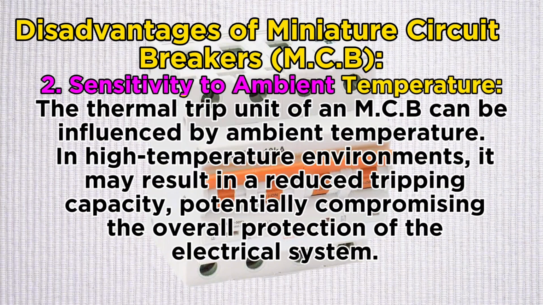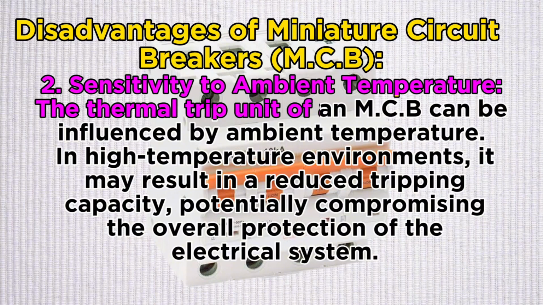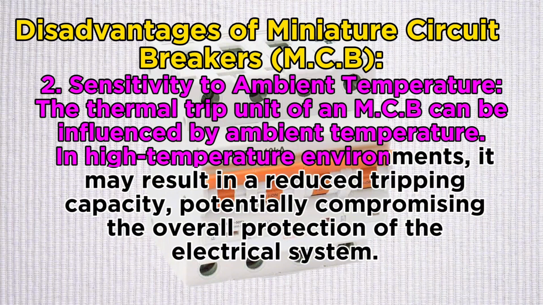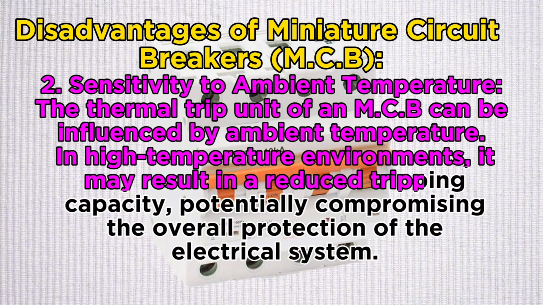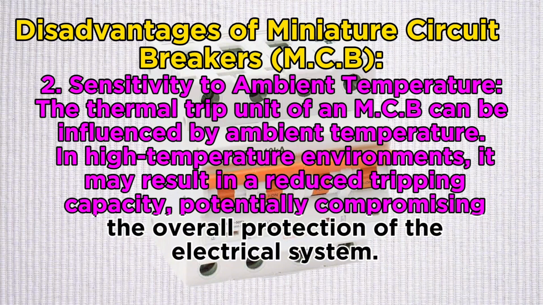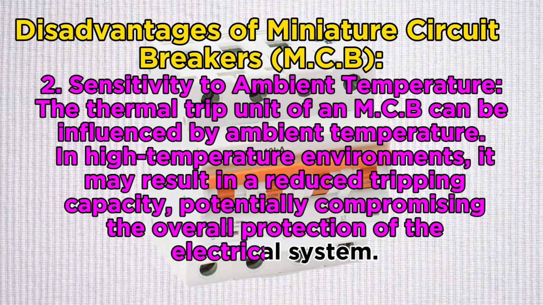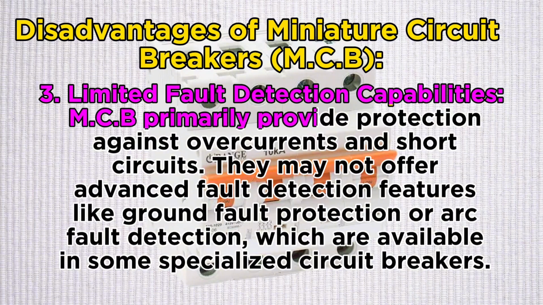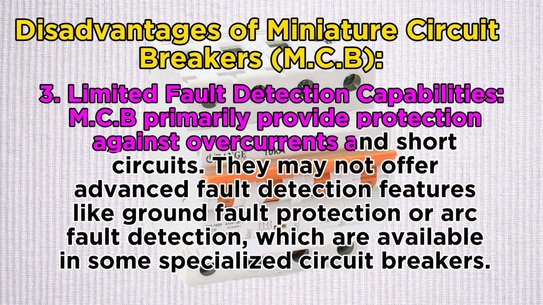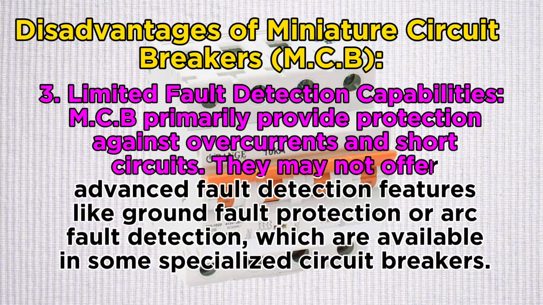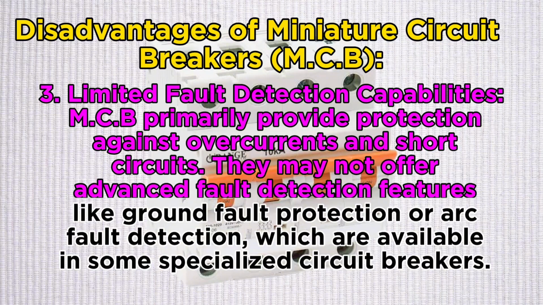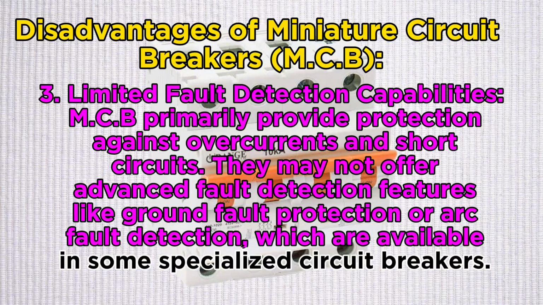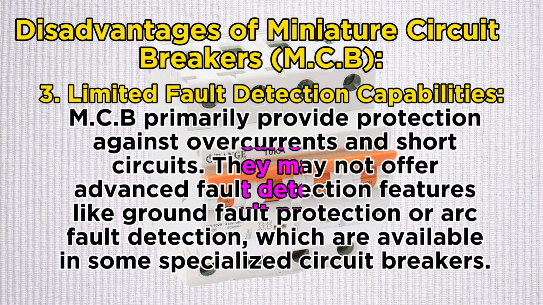2. Sensitivity to ambient temperature. The thermal trip unit of an MCB can be influenced by ambient temperature. In high-temperature environments, it may result in a reduced tripping capacity, potentially compromising the overall protection of the electrical system. 3. Limited fault detection capabilities. MCBs primarily provide protection against overcurrents and short circuits. They may not offer advanced fault detection features like ground fault protection or arc fault detection, which are available in some specialized circuit breakers.